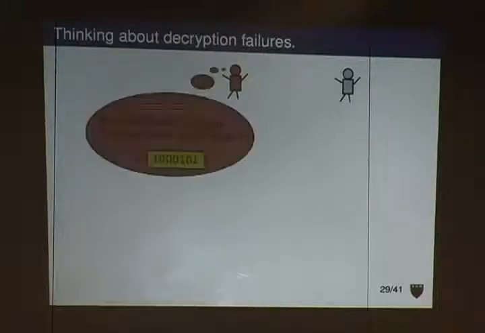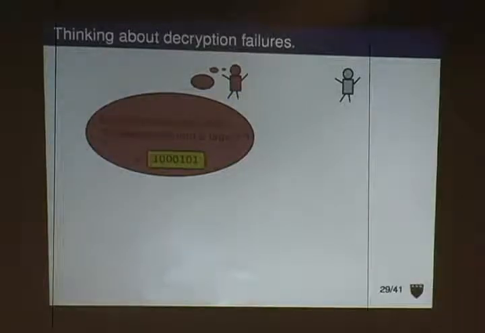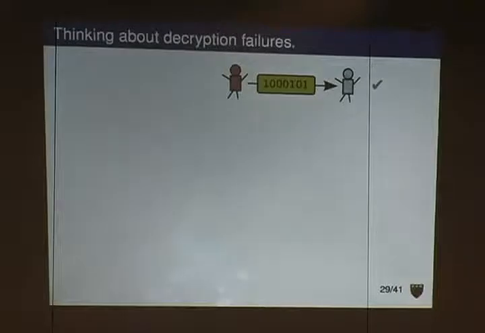And in preparation, Alice wants Bob to join her for a cheesesteak and a beer ahead of time. So she's going to take a string representing this message, encrypt it, because she's also a security researcher, send it to Bob. Bob will decrypt that string, get her text, and he can make a decision. Everything went okay.